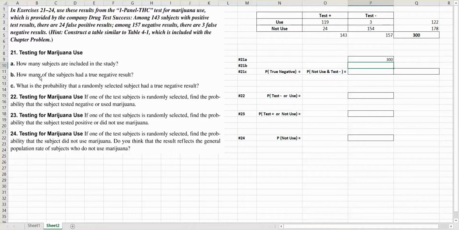21b, how many subjects had a true negative result? A true negative is that when you don't use, that's how it turns out. There was 154 people that fit that description, and it isn't until question 21c that we get the question that asks a probability. So a probability of a true negative, that's going to be the number of people that had a true negative divided by the total.